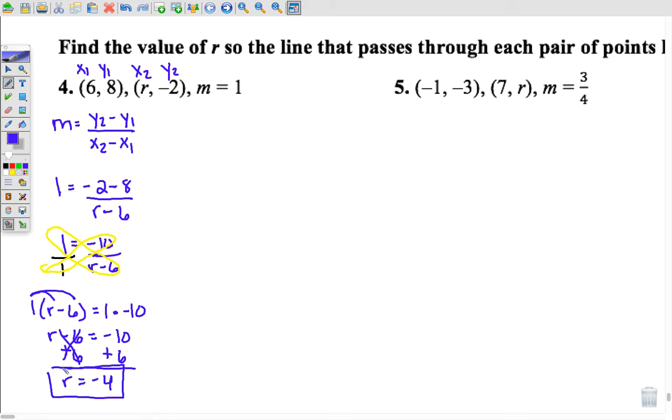Now, can you check your answer though? Yes, you can. And how you can check it, I'm going to write it over here, because you should not be able to get any of these wrong on your test. The way you can check it is you can still do your stat edit with your L1 and L2. Okay, so 1 point is 6, 8. This second point, instead of r, we figured out that r is negative 4. And then negative 2. So let's go ahead and check this real quick in our stat edit. If we are correct, then our slope, the a, should come out to 1. So let's check it real quick.